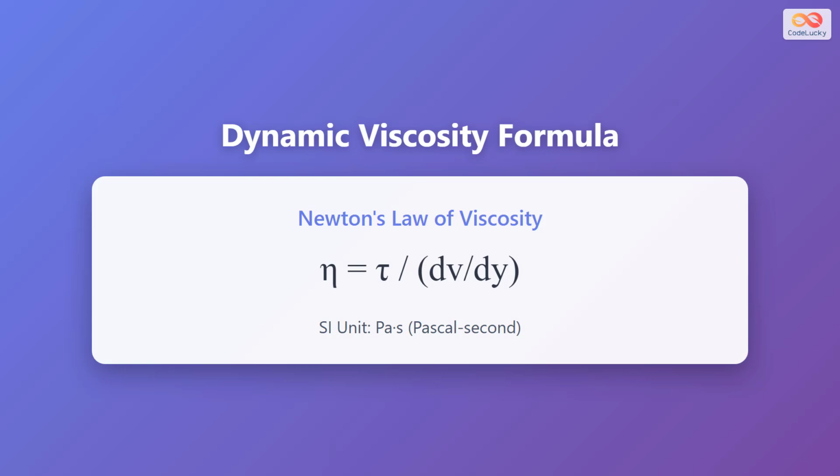The dynamic viscosity can be described using Newton's law of viscosity. The formula states that η = τ / (dv/dy). Here, τ (tau) represents the shear stress applied to the fluid, and dv/dy represents the rate of change of velocity with respect to distance. The SI unit of dynamic viscosity is Pascal second, abbreviated as Pa·s. This formula helps us quantify exactly how much a fluid resists flow under applied stress.